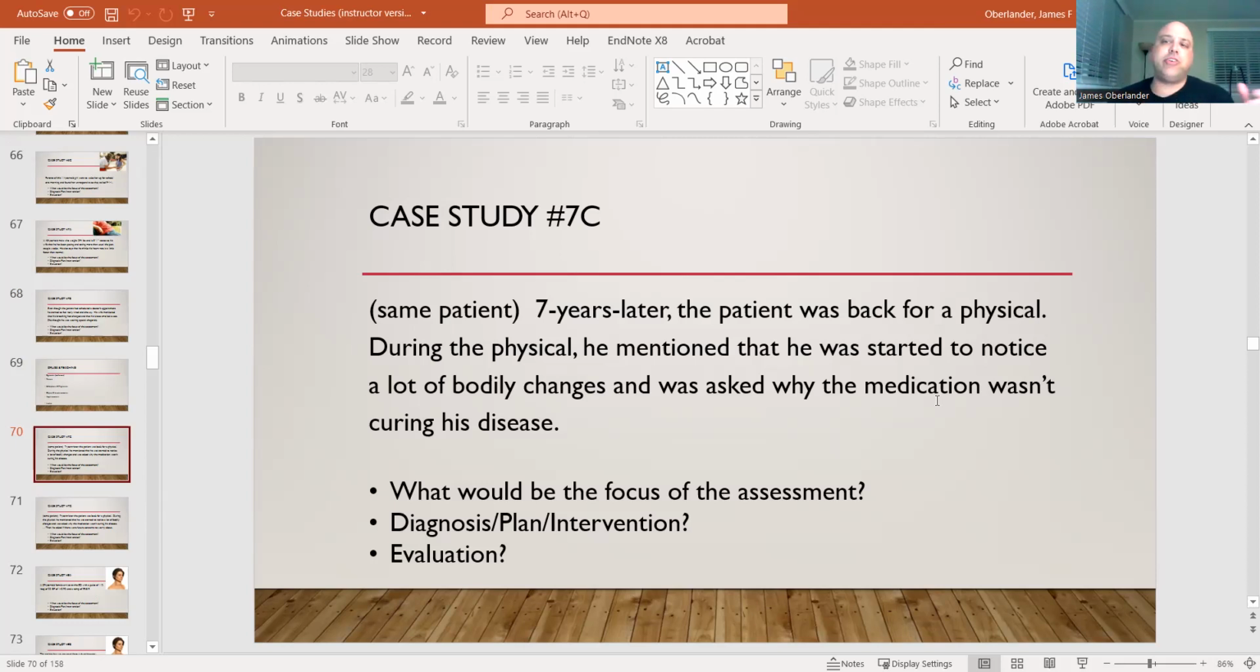That's the full answer. You can't just start with diet and exercise. No, he's saying, why is the med not working? No, the med's working. But it's not working the way you thought it was going to work. The meds don't cure you. They regulate. I like that word.